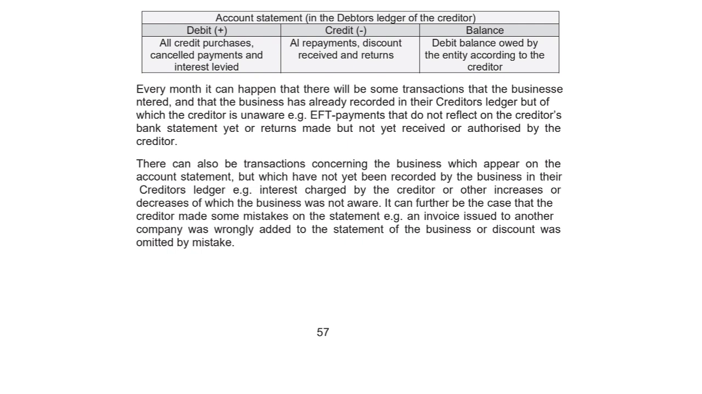Balance is the debit balance owed by the entity according to the creditor. Every month it can happen that there will be some transactions that the business did not enter and that the business has already recorded in their creditors ledger, but of which the creditor is unaware. For example, EFT payments that do not reflect on the creditor's bank statement yet, or returns made not yet received or authorized by the creditor.